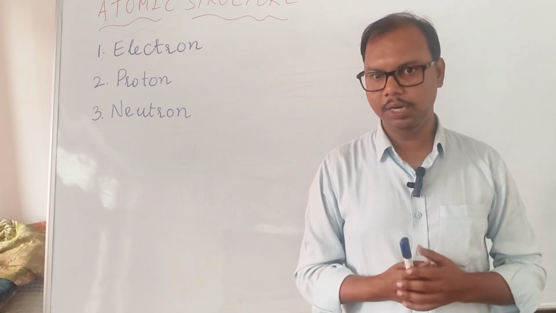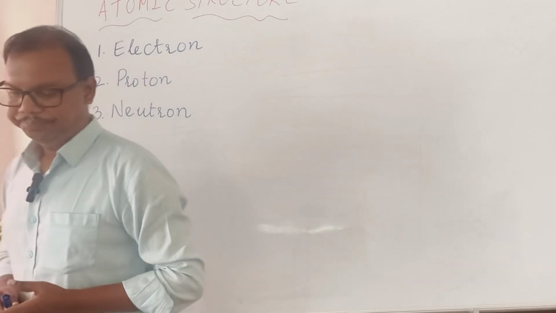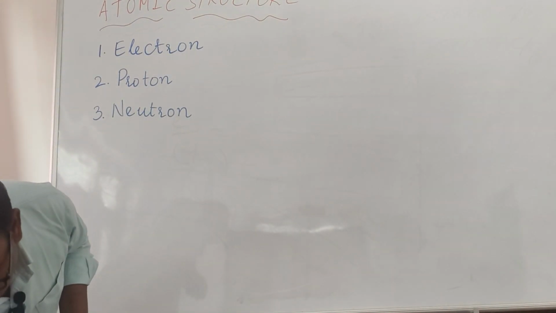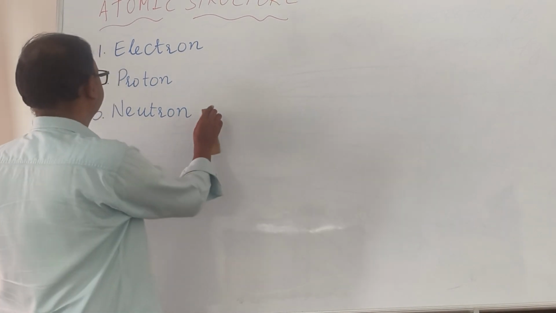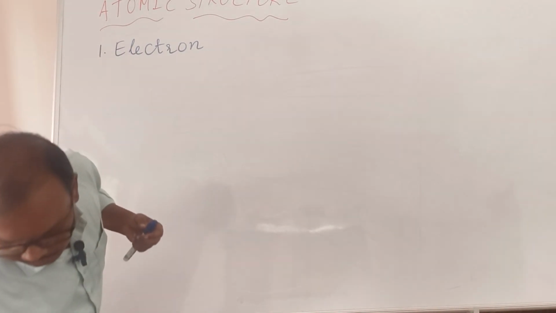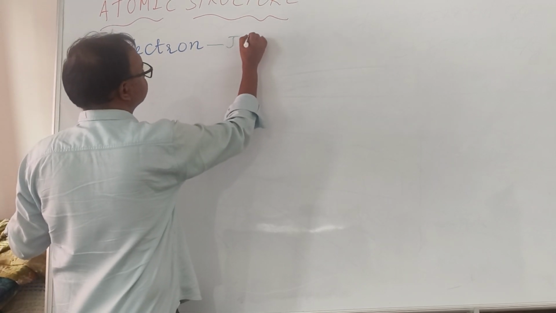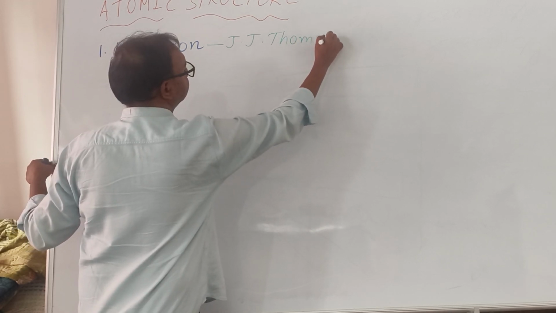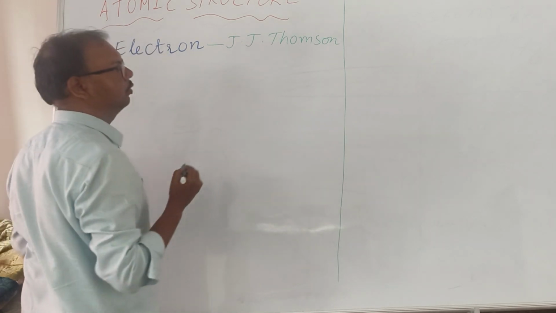Its identity, you can say that. Dalton's atomic model. Let us see one by one. Right here, when you observe, electron was discovered by whom? We will go through one by one. Electron was discovered by whom? J. Thomson. The scientist name you can see here, J. Thomson.